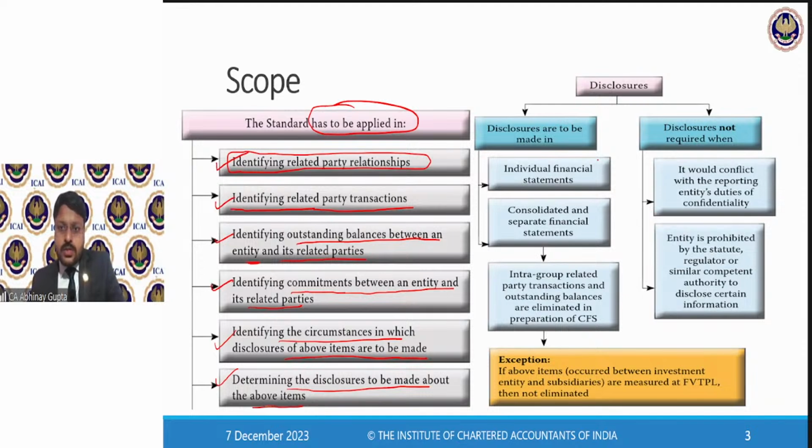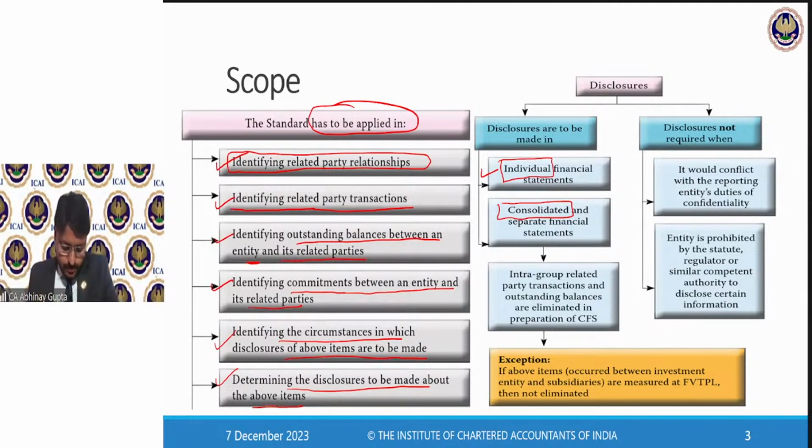Now, disclosures will be required in individual financial statements as well as consolidated financial statements, right? So when a company prepares only standalone or individual financial statements and does not prepare consolidated financial statements, then those financial statements will be required to comply with this standard. So related party disclosures will be made in the individual financial statements. When a company prepares the consolidated financial statements as well, apart from the standalone financial statements, then in the consolidated financial statements as well, related party disclosures would be required, right?